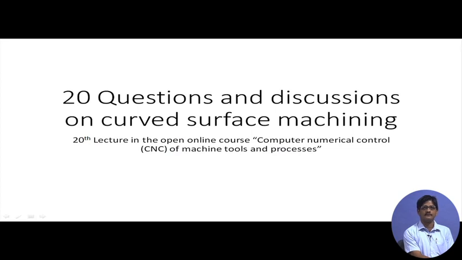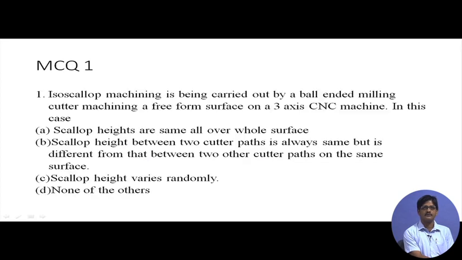So, let us move right away to some discussion and multiple choice questions on the last 4 topics that we have covered. To start with, the first question: isoscallop machining is carried out by a ball-ended milling cutter machining a free form surface on a 3-axis CNC machine. Okay. So, isoscallop machining, ball-ended milling cutter, 3-axis machine, free form surface. In this case, scallop heights are same all over the surface.